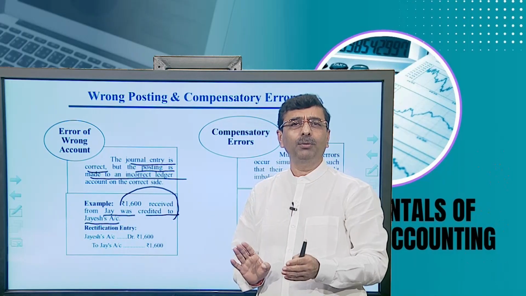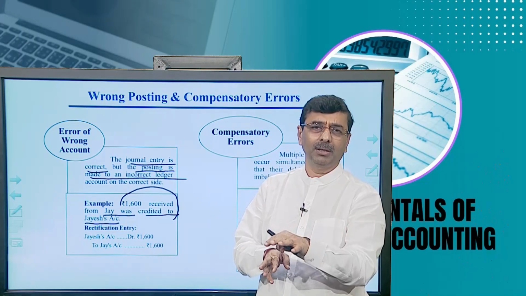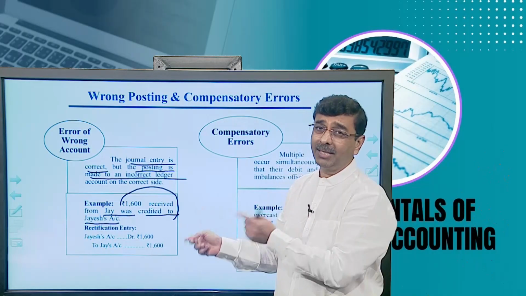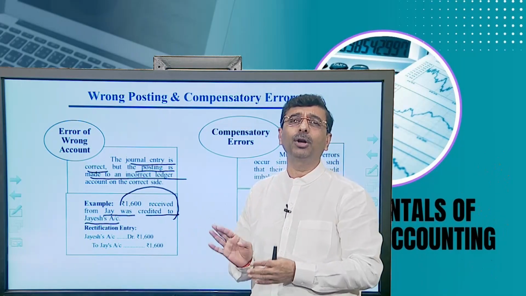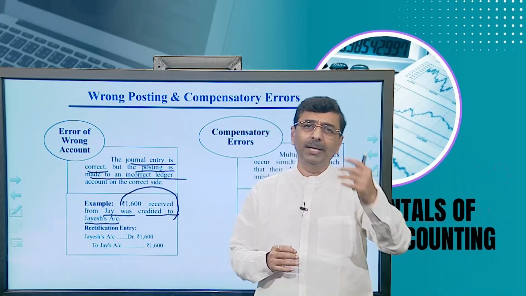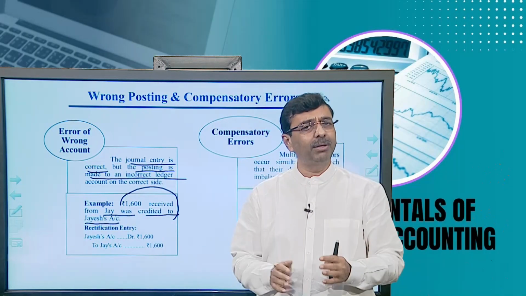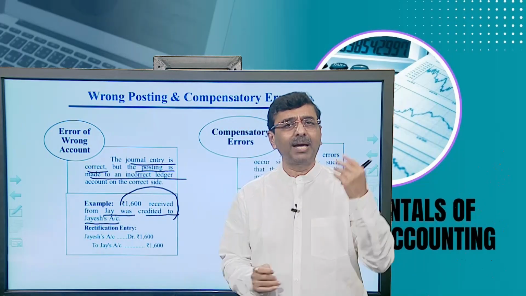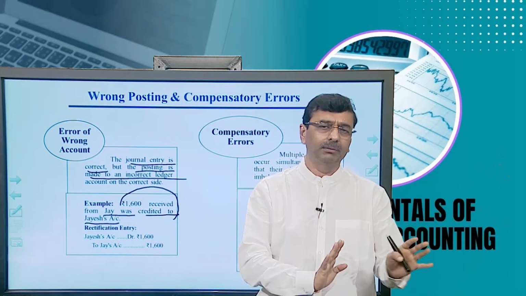So what we have to do is reverse the mistake. Ultimately, this transaction also does not affect the trial balance. Why is it not affected? Because in the trial balance, the cash is already received, the 1600 received. So cash balance is showing correct, and that is no issue.